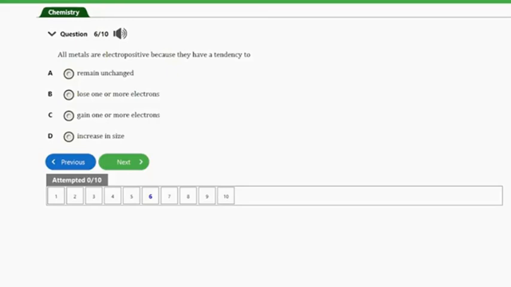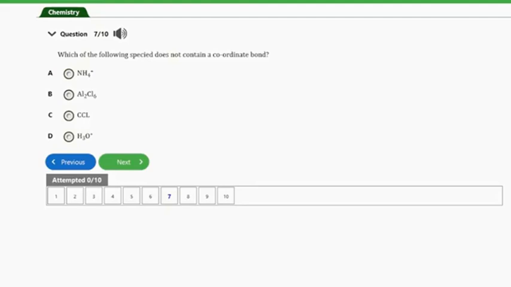So guys, the answer to this question is option B, and that's lose one or more electrons. So let's consider the next question. Question number 7, it says, which of the following specified does not contain a coordinate covalent bond?